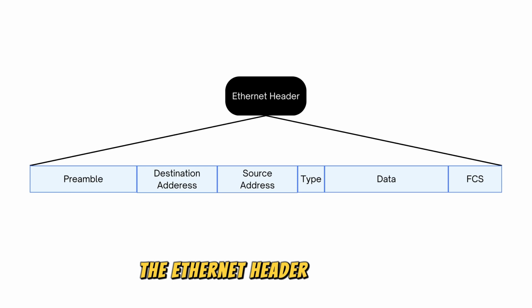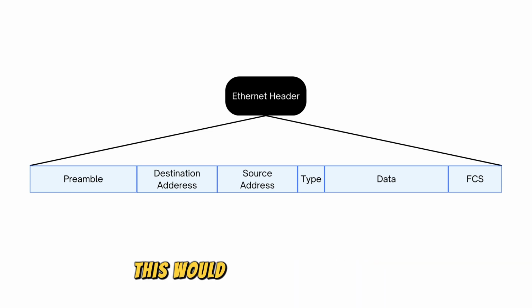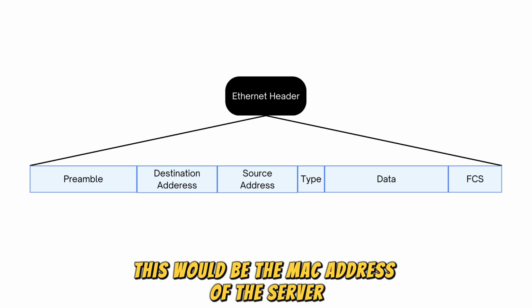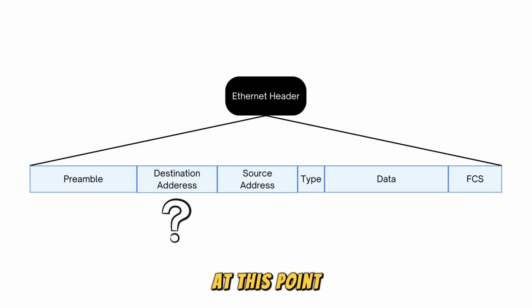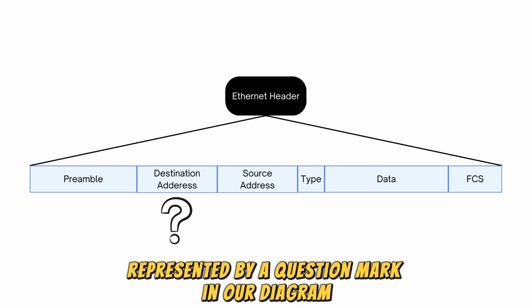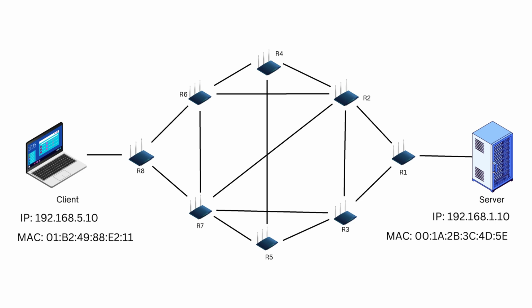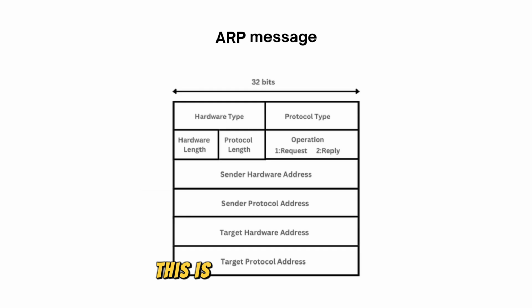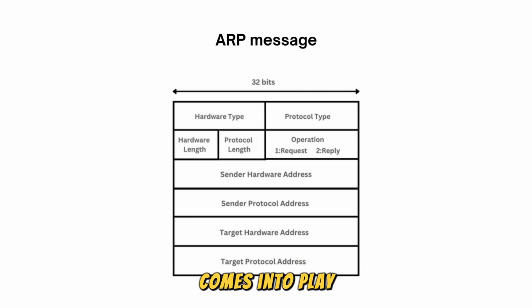Now, as we move into the data link layer, we see the Ethernet header being formed. The Ethernet header contains fields such as the source MAC address. This would be the MAC address of the server. However, the destination MAC address remains unknown at this point, represented by a question mark in our diagram. To send the packet to the next hop, the server needs to know the MAC address of R1, the first router in the path. This is where the Address Resolution Protocol, or ARP, comes into play.